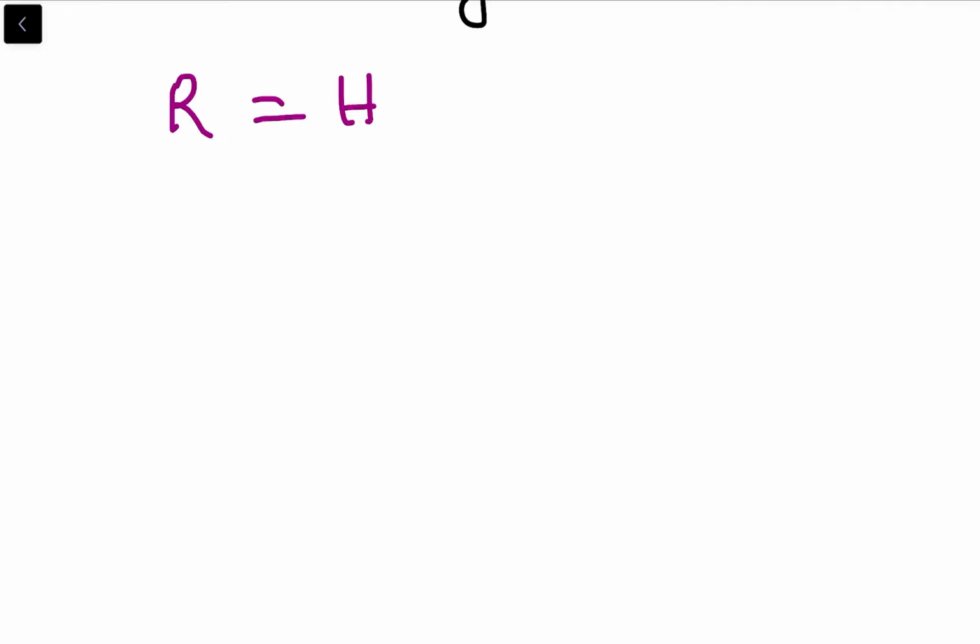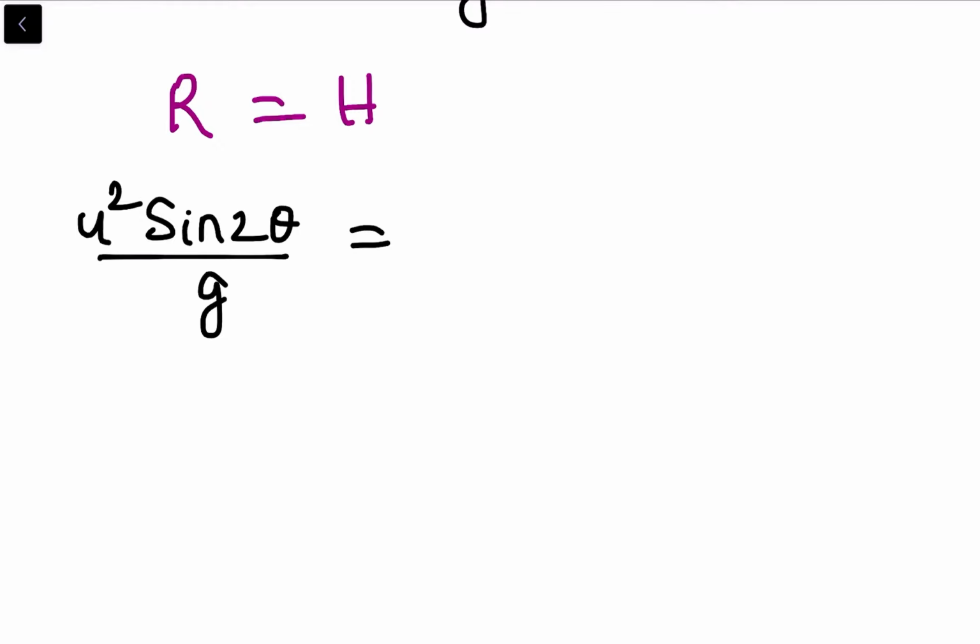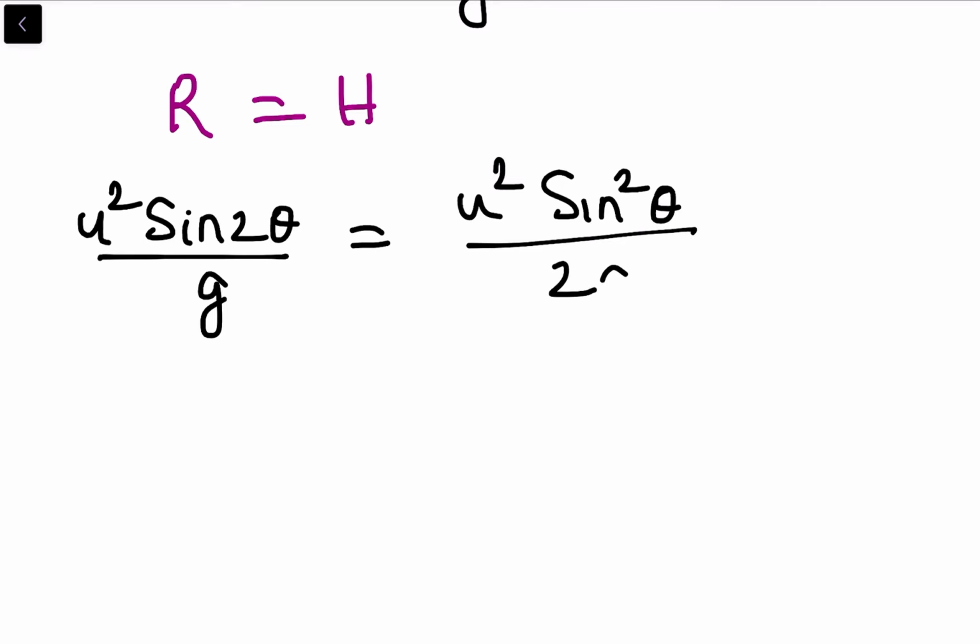That is u square sine 2 theta by g is equal to h, which means u square sine square theta by 2g. So whatever you can cancel here, you can cancel. So let's first rewrite this.